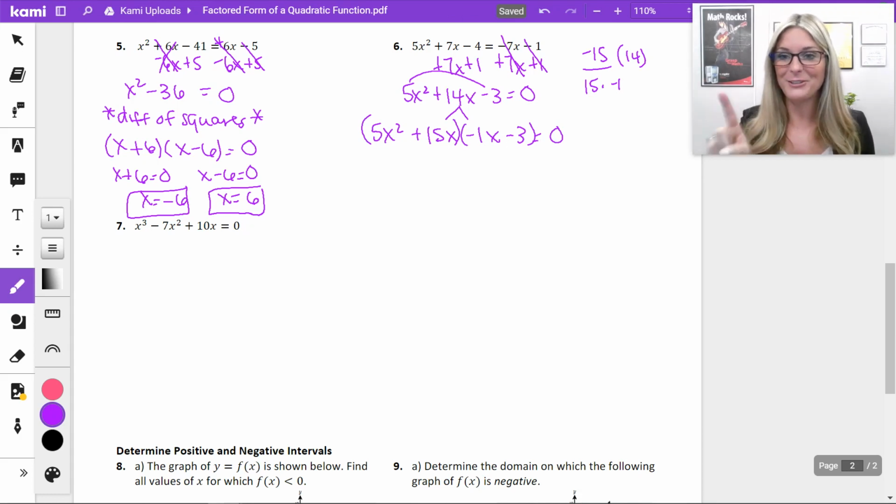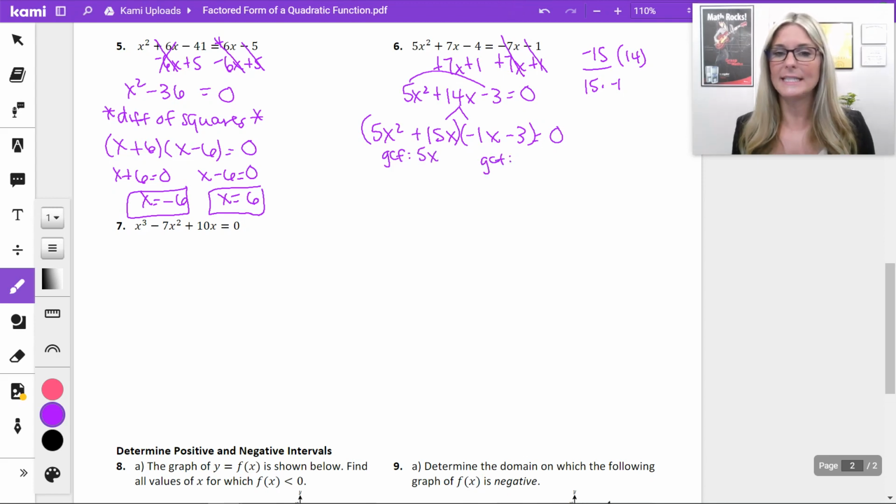This is not my factored form. I'm looking for GCFs in each. GCF in the first group is a 5x. GCF in the second group, I'm going to look and see, I think I can use a -1. So removing that GCF 5x in the first term leaves an x plus 3. I'm liking the way this is looking. Removing the GCF of -1 in the second group, we have x plus 3.